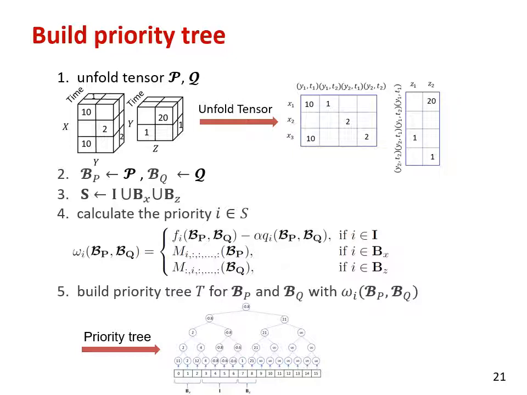Then we calculate the priority weight for every index in set I in step 4. For the index belonging to the set I, we assign weights for them according to our metric. As for the index belonging to Bx and Bz, their weights equal the total amount of money transferred out of and into them. Therefore, we can build a priority tree for the indices in the set I.